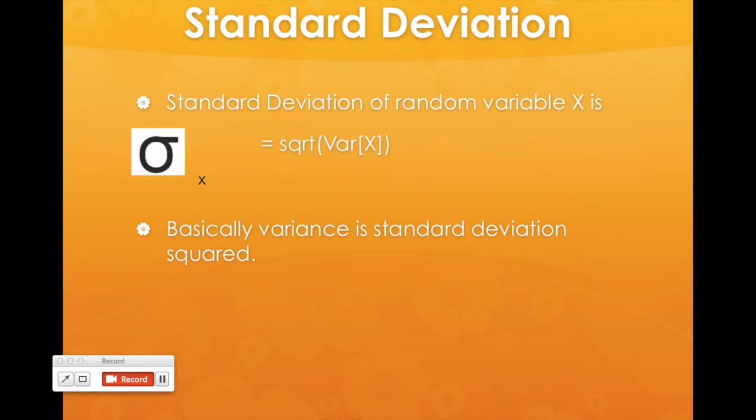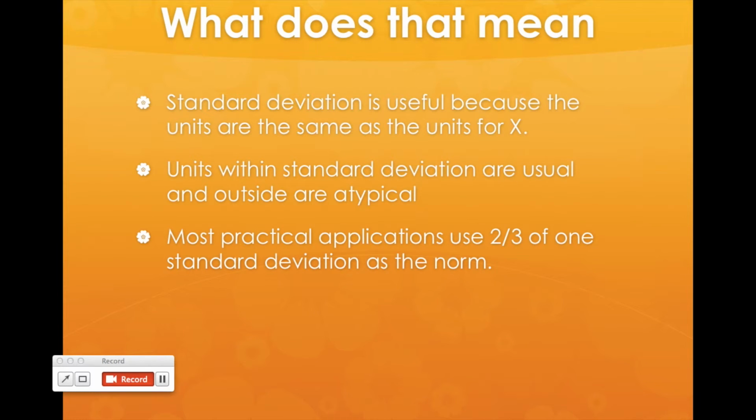Standard deviation, this little symbol right here, stands for the standard deviation of random variable X, which is equal to the square root of the variance of X. So basically, variance is standard deviation squared. So why would we use standard deviation? It's because the units are the same as the units for random variable X, because variance has the units of X squared.